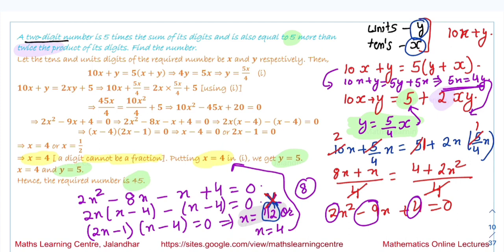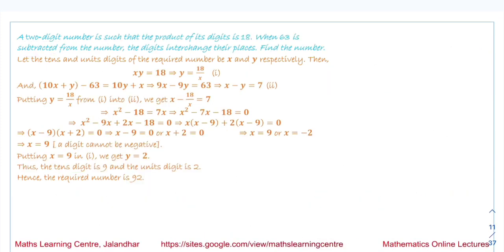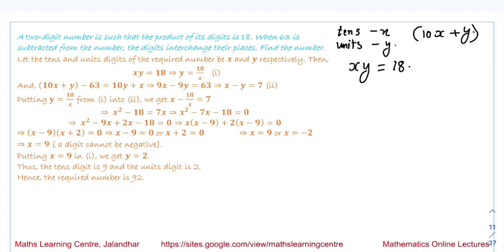Next is a 2-digit number such that the product of its digits is 18. So we are saying let the digit at tens place be x, at units place be y. So the number we have is 10x plus y. This is our original number. Product of the digits means x into y is 18.